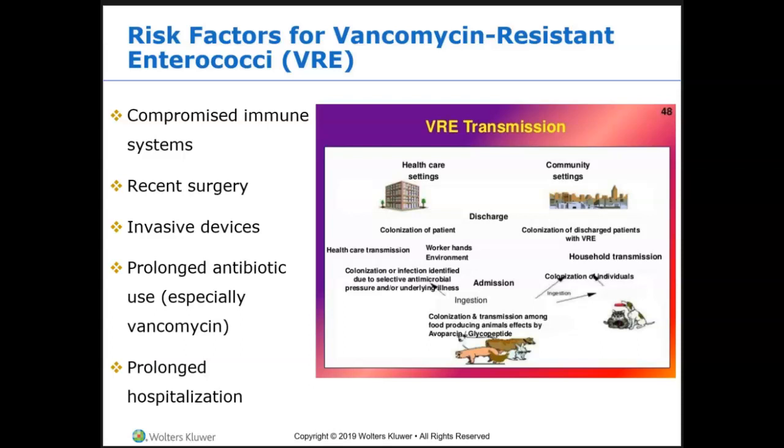So risk factors for VRE are similar to other healthcare-associated infections and include patients who have compromised immune systems, or patients who have had recent surgeries, or maybe patients who had invasive devices put in, maybe they've been on prolonged antibiotic use, especially vancomycin, or even prolonged hospitalization. VRE is spread via contact with feces, urine, or blood of an infected person or a colonized person, right? Could come from a colonized person.